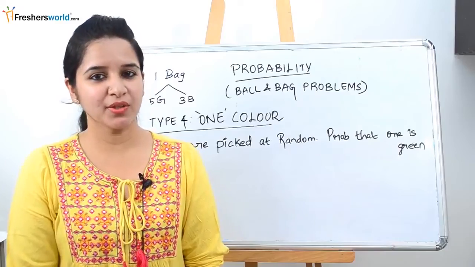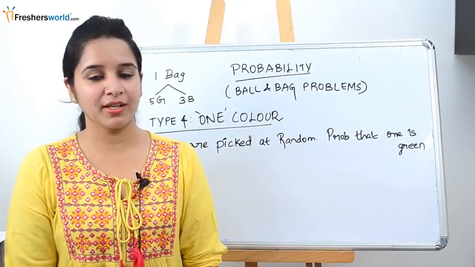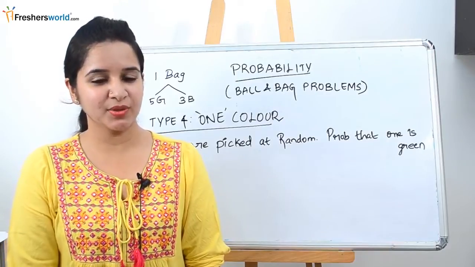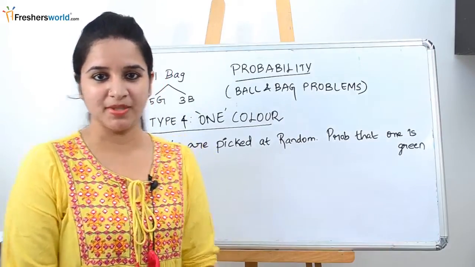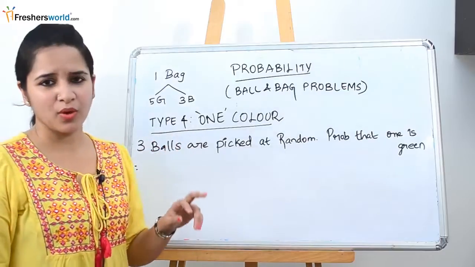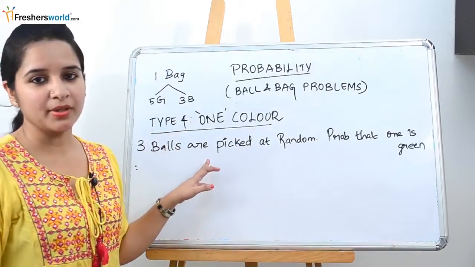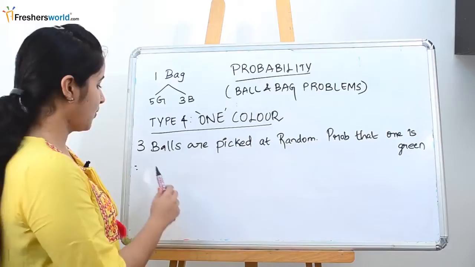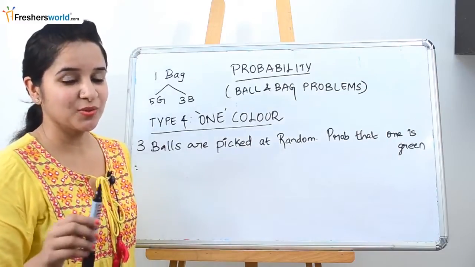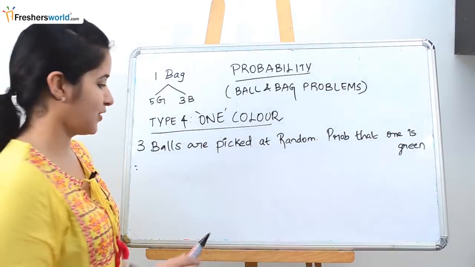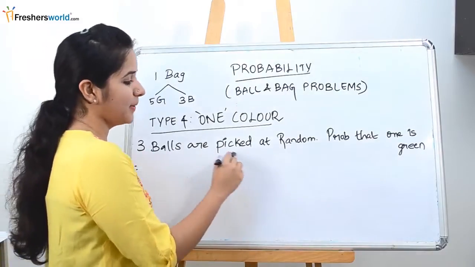So in the previous video, we dealt with the 3 types of ball and bag problems. Let's get started with the 4th type of the ball and bag problems. So the type 4 is one color. So this is very common in an aptitude exam. There is a catch in this question which I will be telling you while doing the answer for the question. So 3 balls are picked at random.